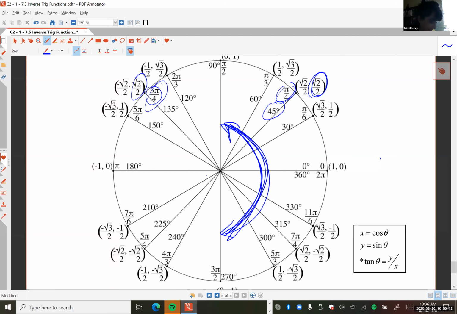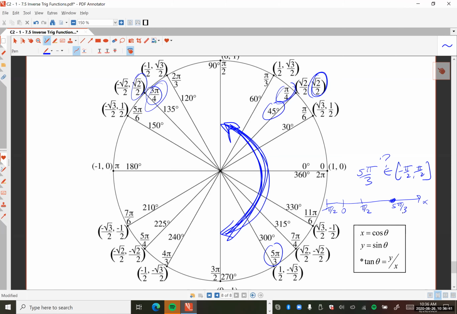Well, I'd like to say you're right, but there's a little bit of a problem. Is 5 pi thirds in the interval between negative pi halves and positive pi halves? Be careful when you answer that. As a number, if you had a number line here, here's 0, here's negative pi halves, here's positive pi halves. Isn't 5 pi thirds way over here? Yeah. So I need a number that lives in between these two numbers.